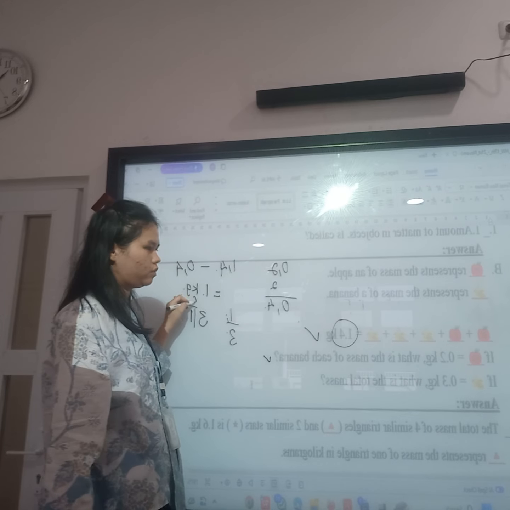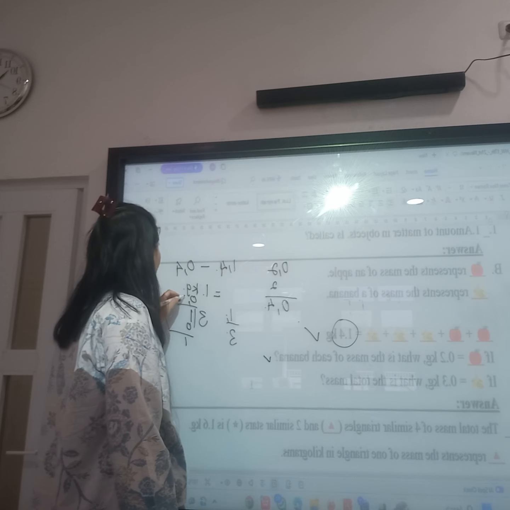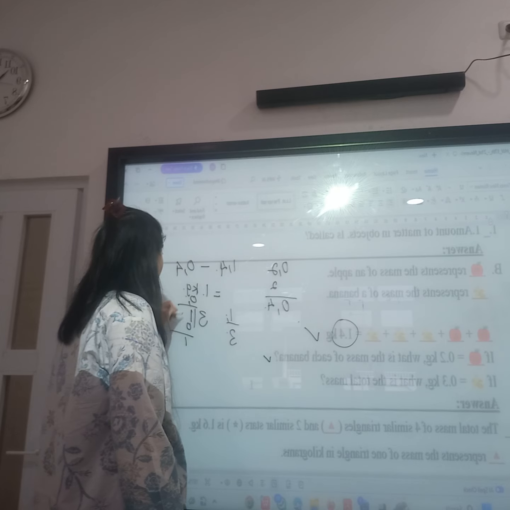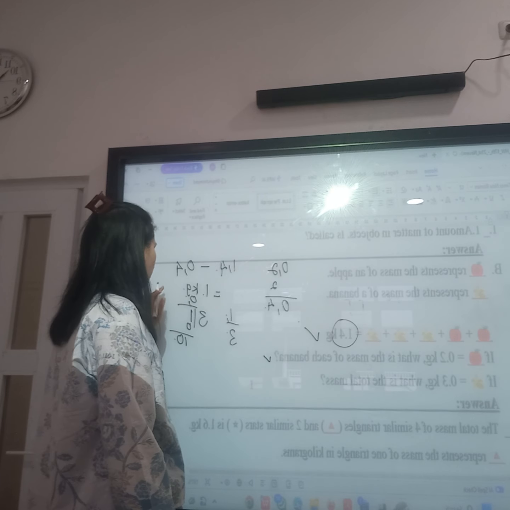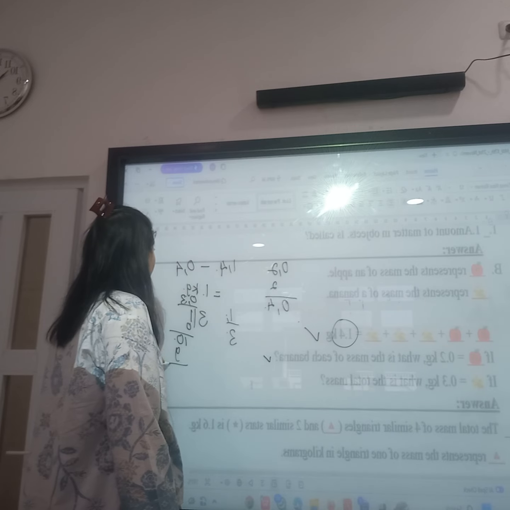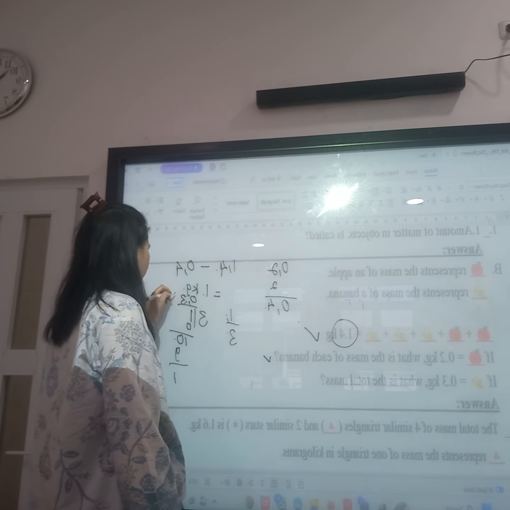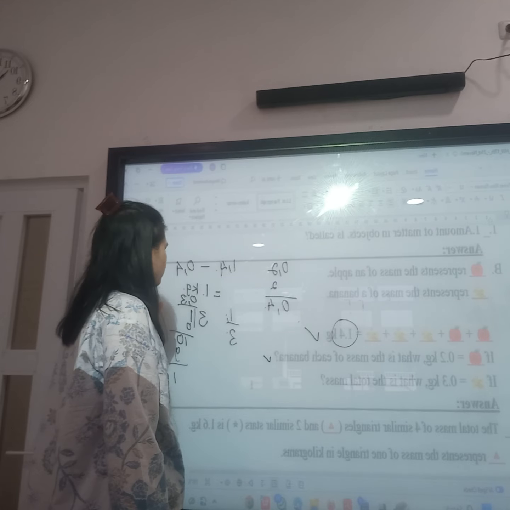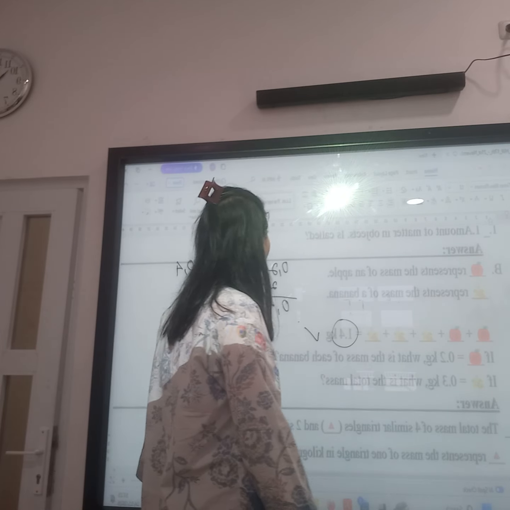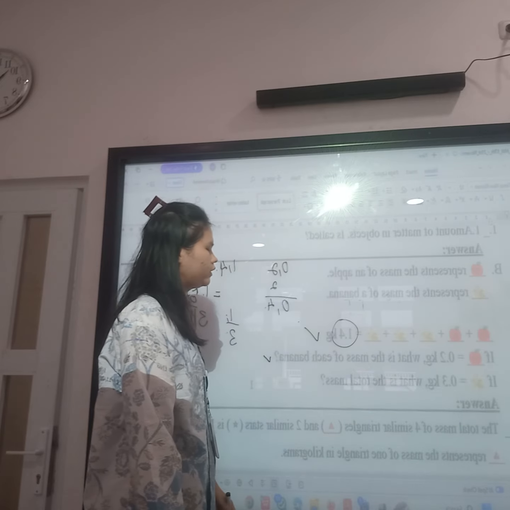Here we need to put 0, then 1, then a comma, and then 0 in here. After that, we put 3, 9, 1. And then if we put again a comma, it will be 3, 3, 3, and 3. So it means each banana is 0.3. So if that is 0.3, what is the total mass?